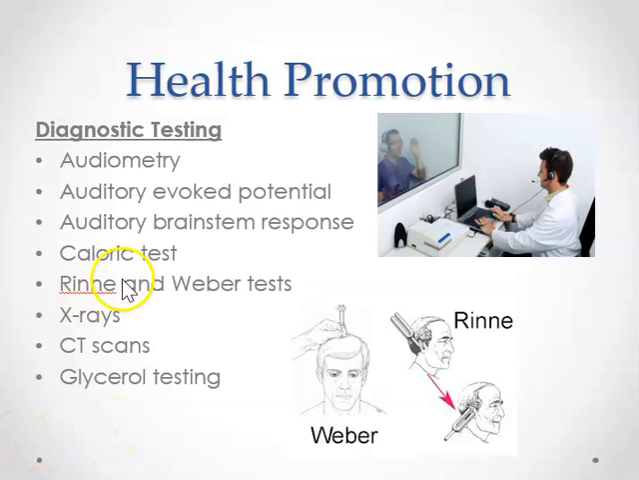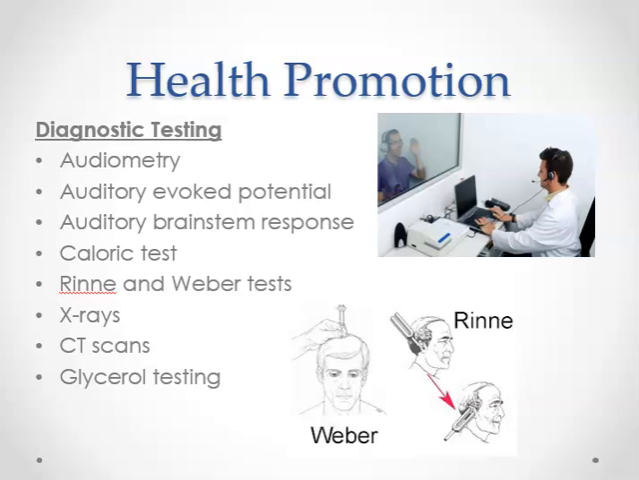Moving on to the ear, we've got some diagnostic testing that can be done to assess hearing. This one here, the audiometry, that's when the patient sits in a soundproof room and they raise their hand when a sound is heard. This diagnoses conductive as well as other types of hearing loss. Sometimes with these two, they'll hit a button instead of raising their hand.